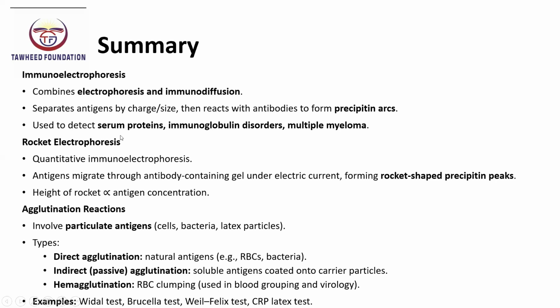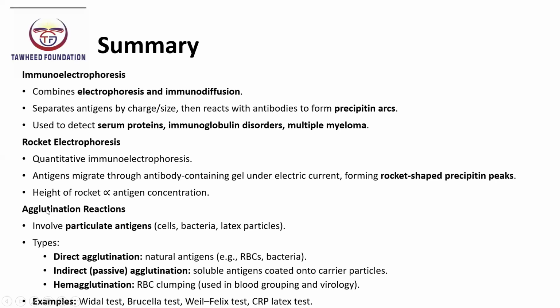Next, we studied about rocket electrophoresis. It is quantitative immunoelectrophoresis. Antigen migrates through antibody-containing gel under electric current, forming rocket-shaped precipitin peaks. The height of the rocket is directly proportional to the antigen concentration.